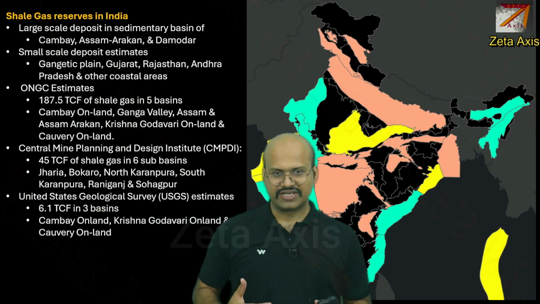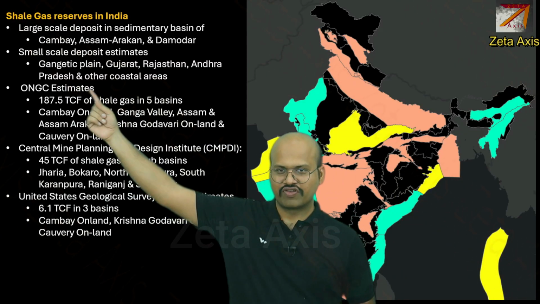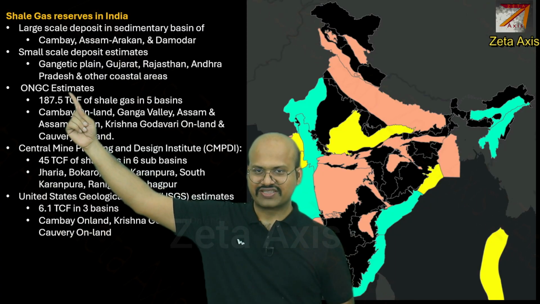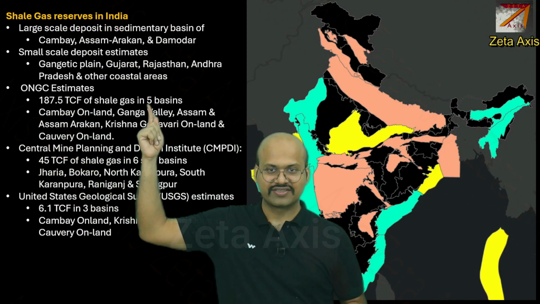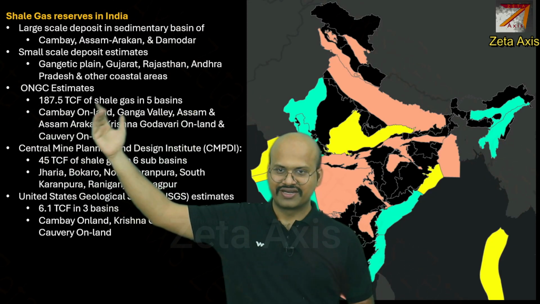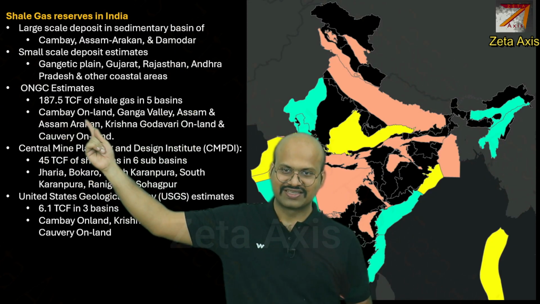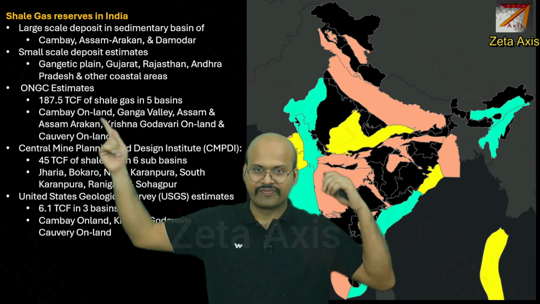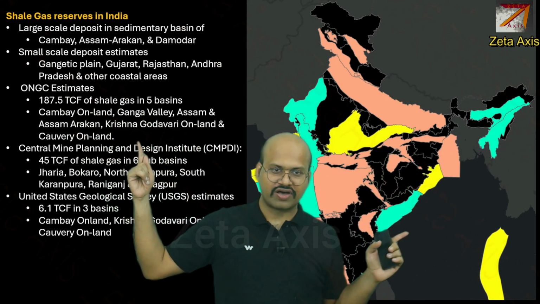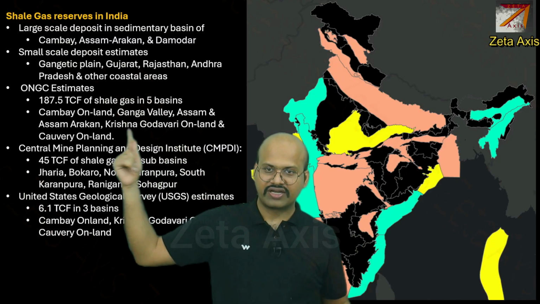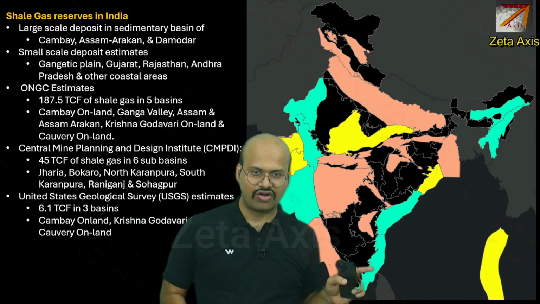Now, different companies have put forward different estimates. So we have the estimate of ONGC, which says that 187.5 TCF of shale gas is present in 5 basins, and it gives the names of those basins, that is Cambay Basin, which we have seen over here, Ganga Valley, Assam and Arakan, Krishna Godavari, this region, Onland, and Kaveri Onland. So this is also the Kaveri Onland Basin.